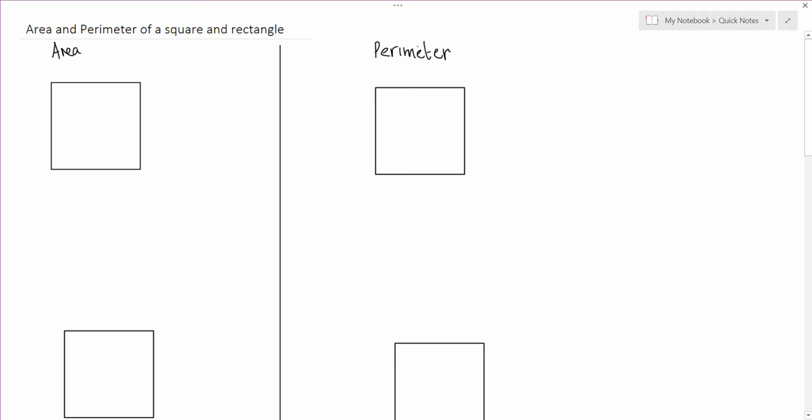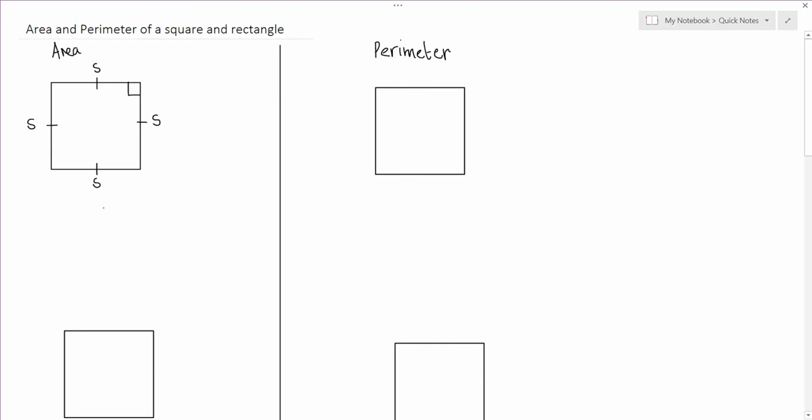Okay, so let's say that we called each side S. Right, so we're using the letter S. So we need to know that all four sides would have the same measurement, and each angle here would be 90 degrees.